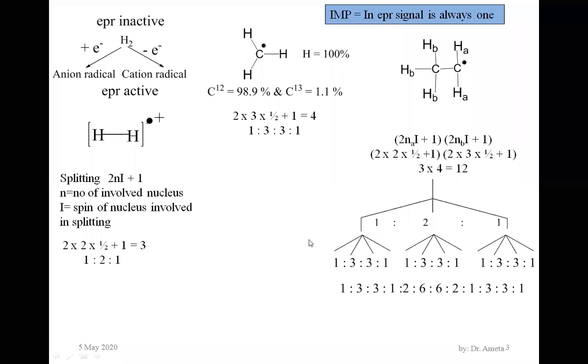If we want to find out the final intensity, then we have to multiply like this. This 1 is multiplied by 1, 3, 3, 1, so we get 1 is to 3 is to 3 is to 1. Similarly, 2 into 1 is 2, 2 into 3 is equal to 6, 2 into 3 is equal to 6, 2 into 1 is equal to 2. So finally we get 1, 2, 3, 4, 5, 6, 7, 8, 9, 10, 11, 12, that is 12 lines in case of the ethyl free radical. These 12 lines come from like this.